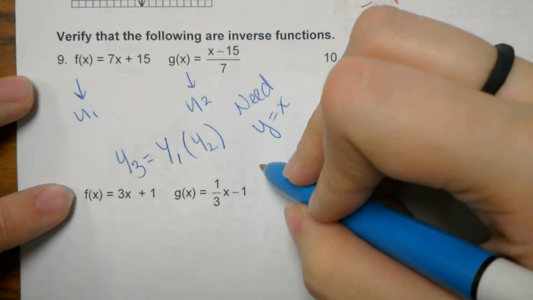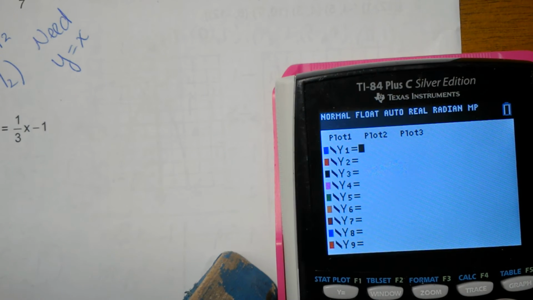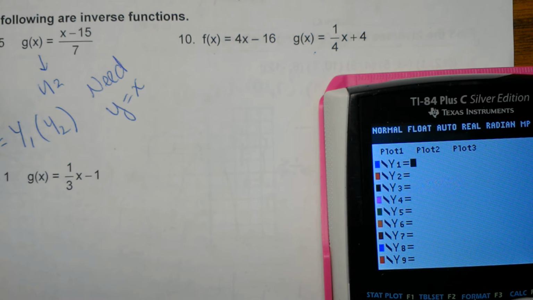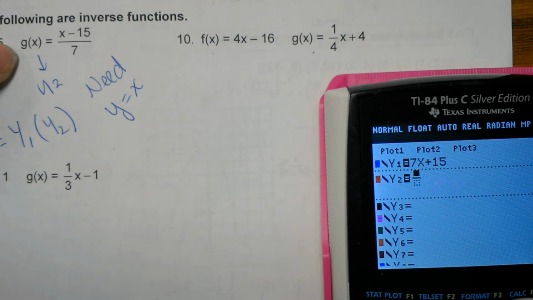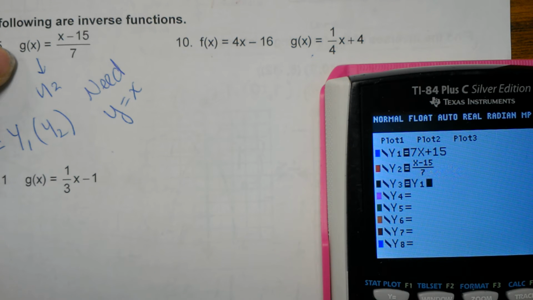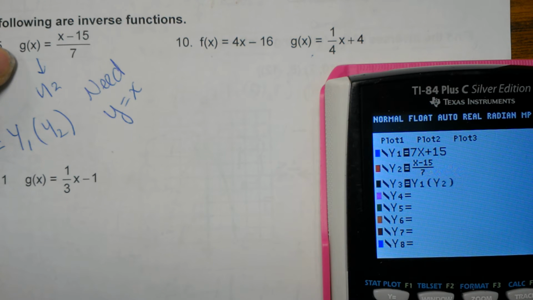So I'm going to do the same thing for all three of these. So in my calculator, I'm going to put in 7x plus 15. And then for g of x, I can use my fraction, alpha y equals, enter, x minus 15 divided by 7. And then to get the y1, the y2, it's alpha trace. And then I want y1 first, and then parentheses. I have to go back and get y2, close parentheses.